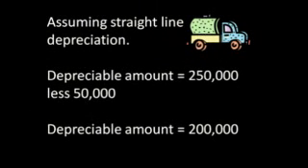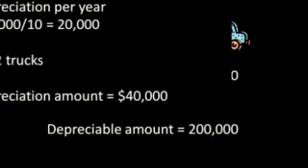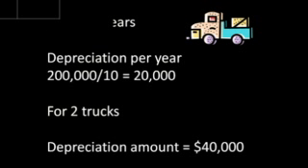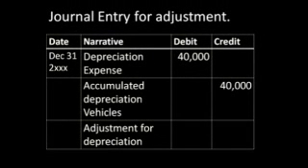The amount to be depreciated is the historical cost less the salvage value. Thus, $250,000 less $50,000 equals $200,000. So over 10 years, this works out at $20,000. So for 2 trucks, the figure is $40,000. The adjusting entry will be to debit the depreciation expense account with $40,000 and credit the accumulated depreciation for vehicles account with $40,000. Remember that the accumulated depreciation account is a contra asset account.